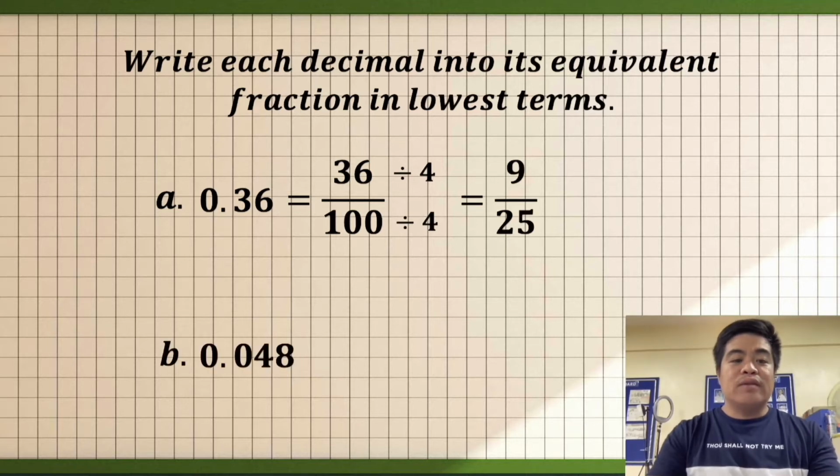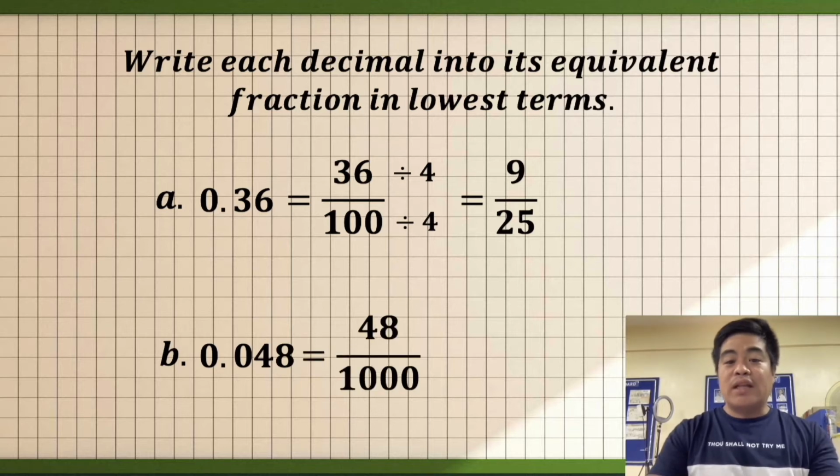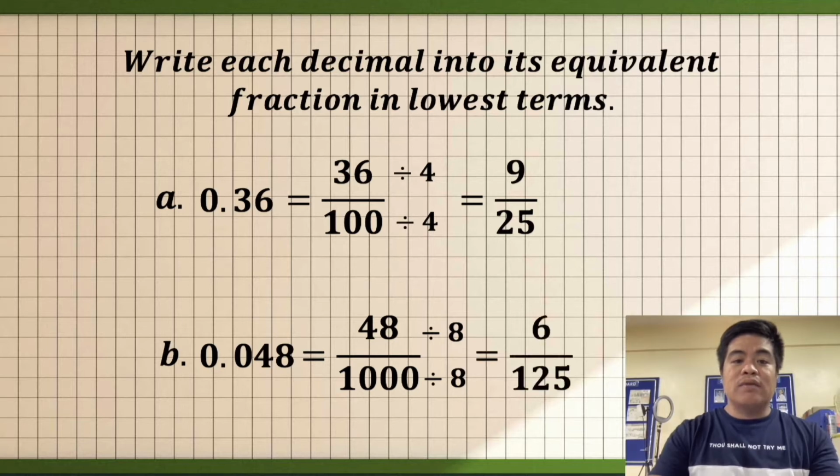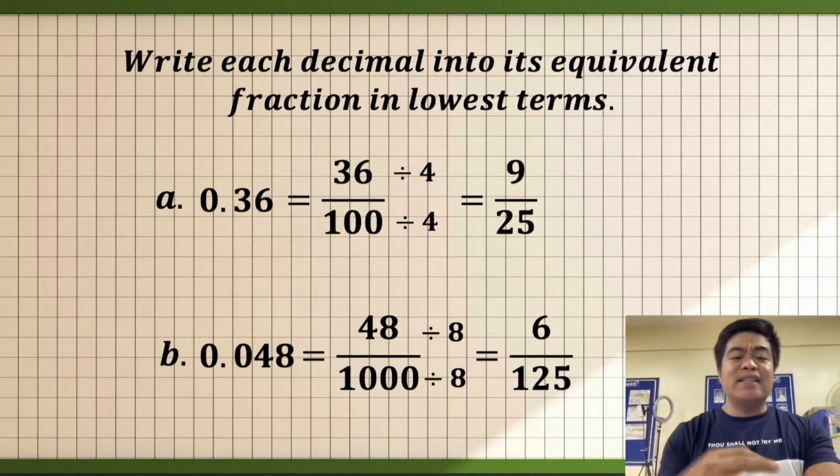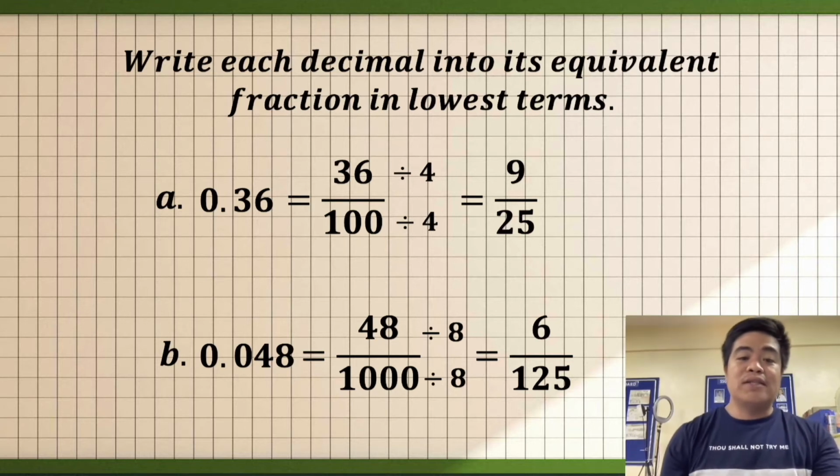Another one. So you have 0.048, or that's 48 thousandths. So 48 over 1,000, just divide it by its greatest common factor. 4 and 1,000 ang GCF niya, so 6 over 125. By the way, don't worry, you can divide the numerator and denominator by 2, padahan-dahan ka lang. Not necessarily diretso ka na sa GCF. Pwede ka by 2 and then divide again by 2 and then divide again by 2. Okay lang yan.